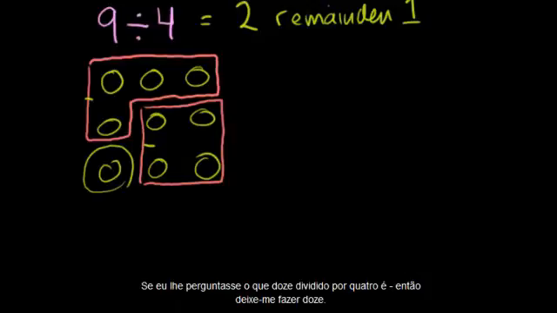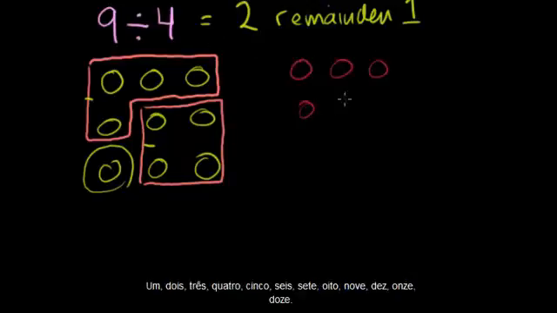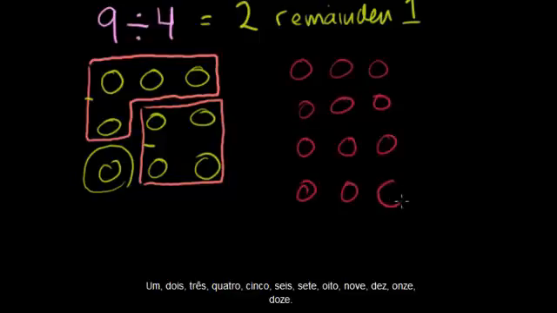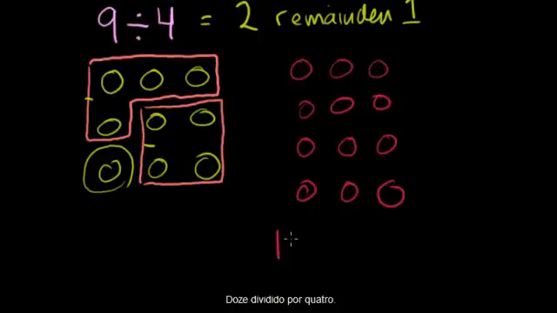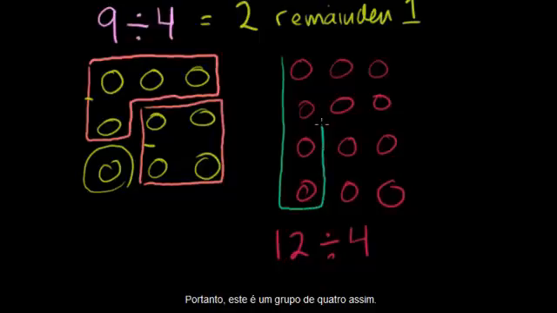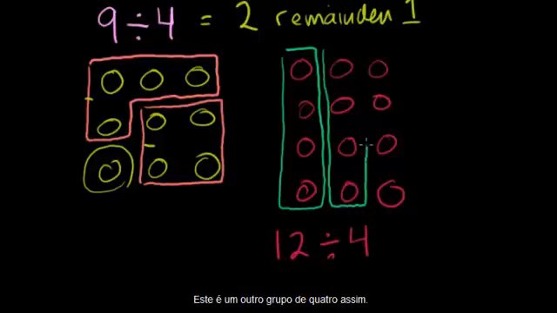If I asked you what 12 divided by 4 is, let me do 12. 1, 2, 3, 4, 5, 6, 7, 8, 9, 10, 11, 12. So let me write that down. 12 divided by 4. So I want to divide these 12 objects, maybe they're apples or plums, into groups of 4. So let me see if I can do that. So this is one group of 4, just like that. This is another group of 4, just like that.